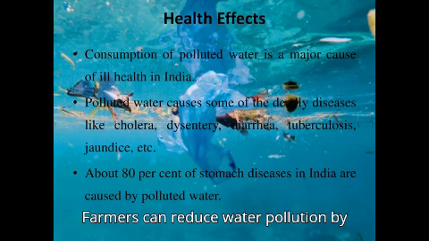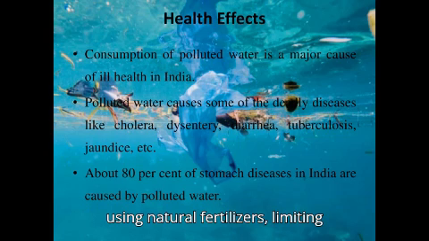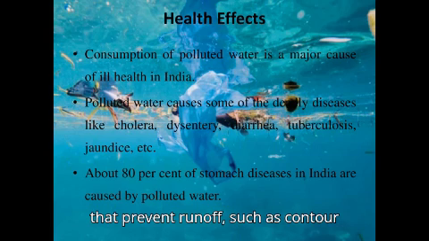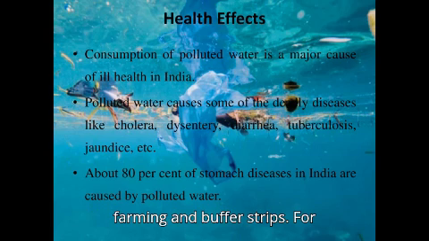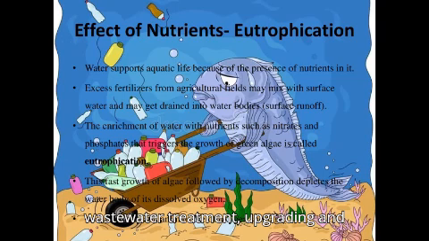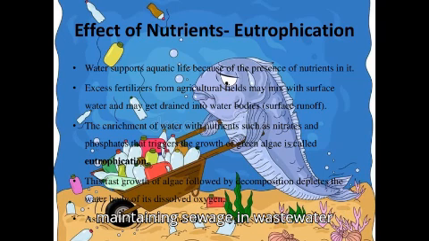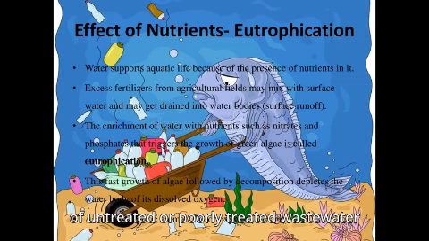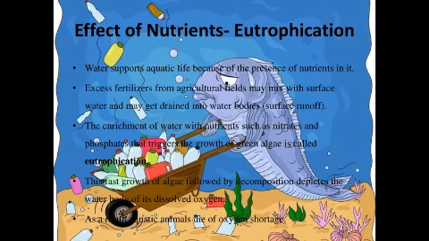Farmers can reduce water pollution by using natural fertilizers, limiting pesticide use, and employing techniques that prevent runoff, such as contour farming and buffer strips. For wastewater treatment, upgrading and maintaining sewage and wastewater treatment plants can reduce the release of untreated or poorly treated wastewater into rivers, lakes, and oceans.